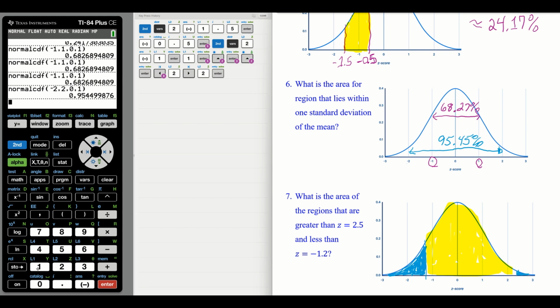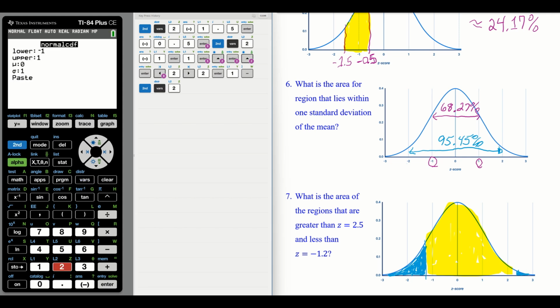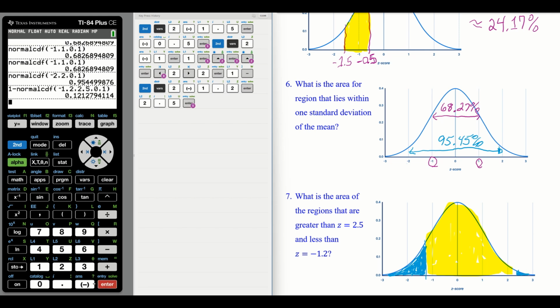Okay, so what are we going to do? 1 minus second vars 2. Our lower bound is -1.2, and our upper bound is 2.5. Let's see what value we have. Yes, that is correct. And notice how it is a smaller percentage or a smaller value. So that is almost equal to 0.1213.